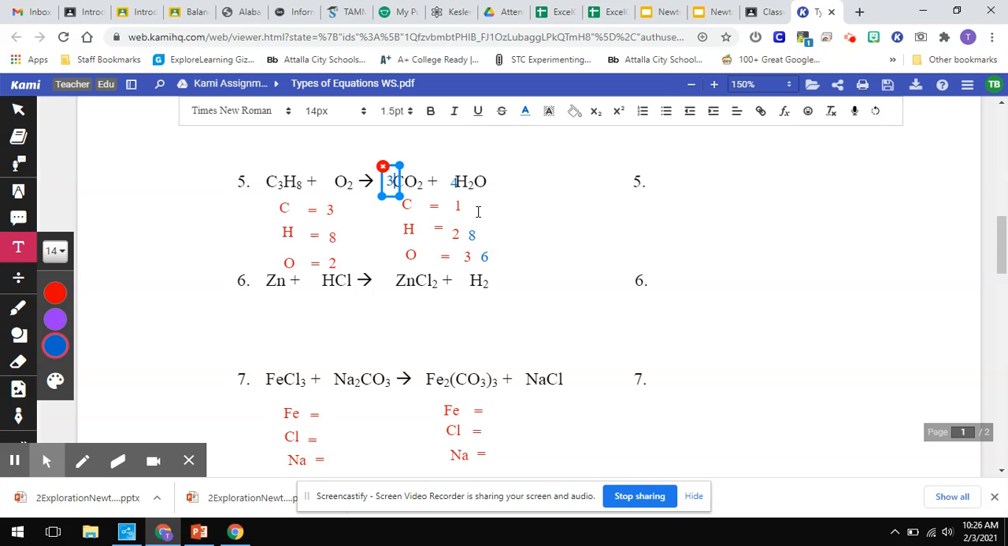And just to clarify, what happens when you place the coefficients is it goes coefficient times subscripts. So for that carbon, you're going to say 3 times 1, and it becomes a 3. And then for this oxygen, you're going to have 3 times 2 is 6, but then I have to add it to these oxygens that I have right here. So for those oxygens, I have 3 times 2 is 6, and then 4 times 1 is 4. So 6 plus 4 is 10 on those oxygens. So that's how many total oxygens I have.